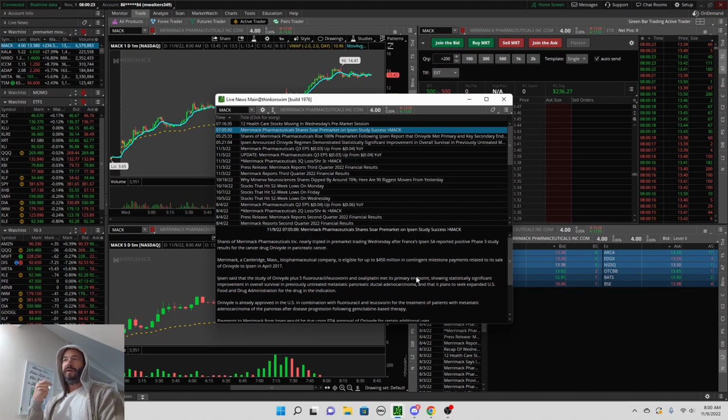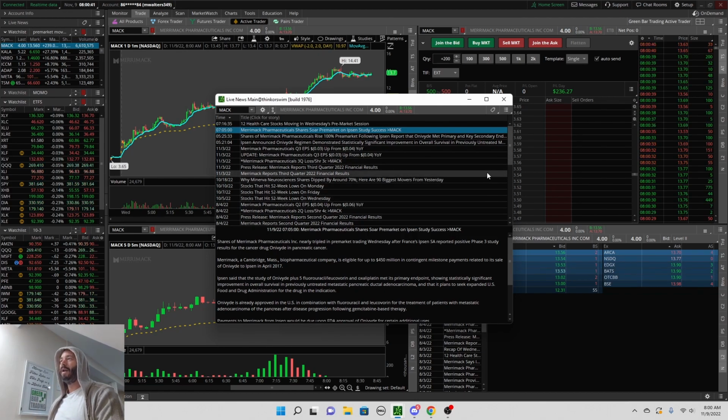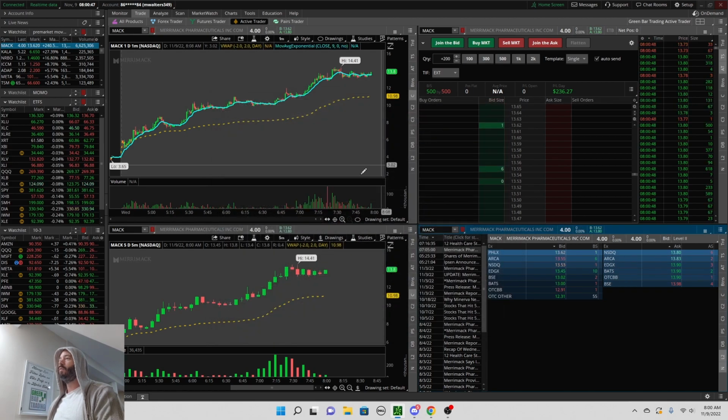Phase 1, phase 2, those are not as good. Phase 1 is basically nothing. Phase 2 is a little bit better, but phase 3, that's why this stock is up over 200%. It's as simple as that. That's a very good catalyst. You don't see that often, a positive phase 3 for pancreatic cancer. It's really good. So that's what I really liked in the morning.